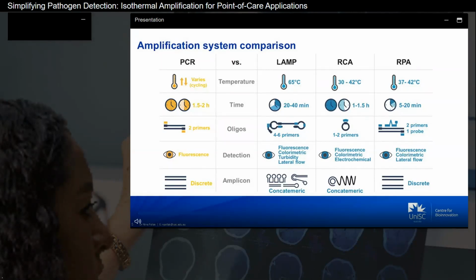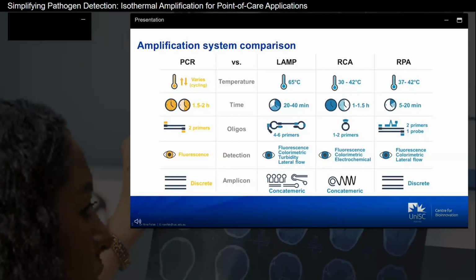In contrast, isothermal amplification methods such as LAMP, RCA, and RPA operate at a constant temperature, eliminating the need for thermal cycling. LAMP works at 65 degrees, RCA operates between 30 to 42 degrees, and RPA ranges from 37 to 42 degrees. RPA is the fastest, taking just 5 to 20 minutes. LAMP typically completes within 20 to 40 minutes, and RCA takes a bit longer, at around 1 to 1.5 hours.